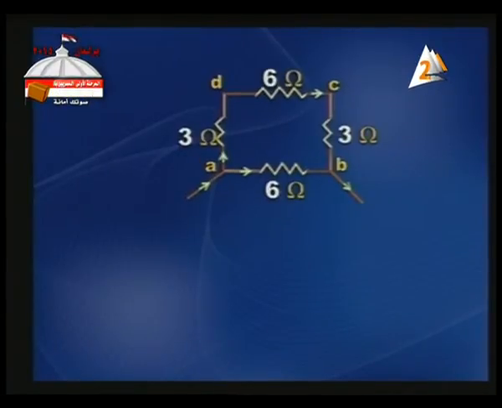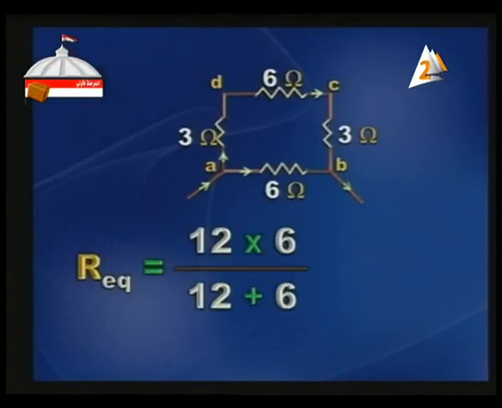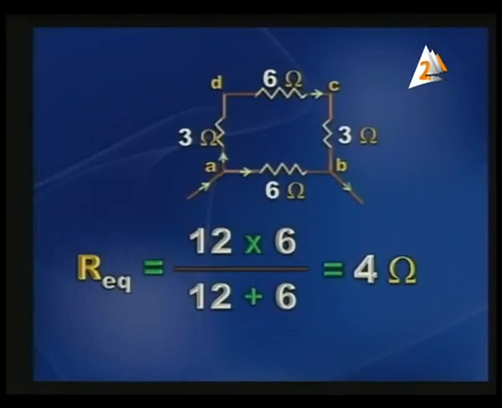What if the battery is connected across AB? When connecting the battery across AB, 3, 6, and 3 will form just one resistor of 12. And this 12 branch is connected in parallel to the 6 ohm branch. They are connected in parallel, product over the sum, 12 times 6 over 12 plus 6. It is 4 ohms. This was when connecting the battery across A and B.